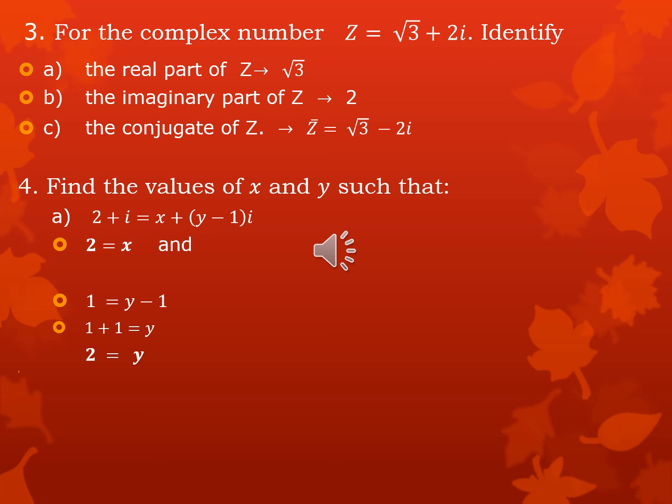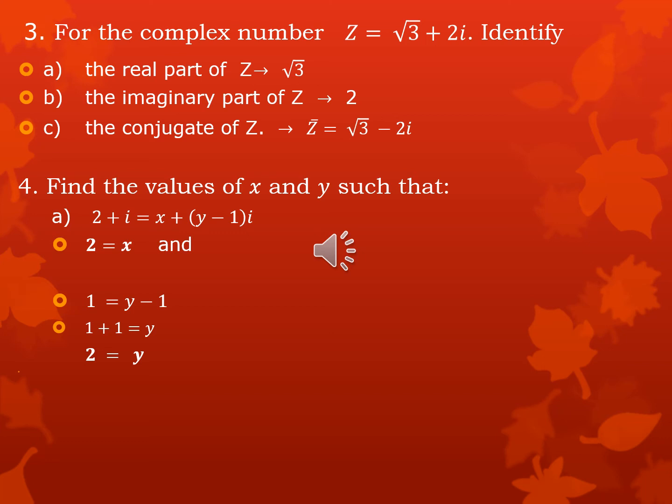Equality rule means we have to equate the real part of the left hand side to the real part of the right hand side, and we have to equate the imaginary part of the left hand side with the imaginary part on the right hand side. So in our solution, according to the equation, the real part on the left hand side is 2. So that will be equated to the real part of the right hand side, which is x. And we straight away get the value of x.